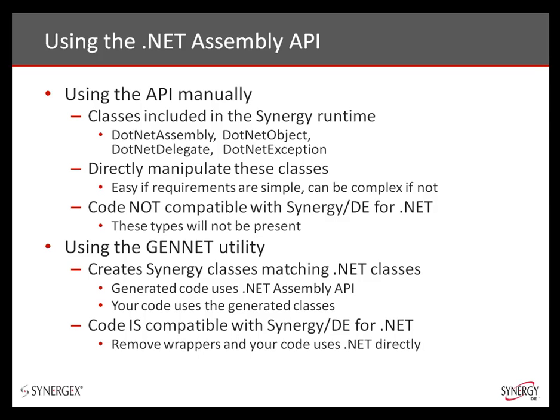The best solution, and the way that most people use the .NET Assembly API, is to leverage the new GENNET utility. GENNET creates Synergy classes which wrap or match the functionality of one or more underlying .NET classes. This generated code uses the low-level .NET API, but your application code uses these higher-level Synergy classes that mirror the classes present in the .NET assemblies that you're trying to use.